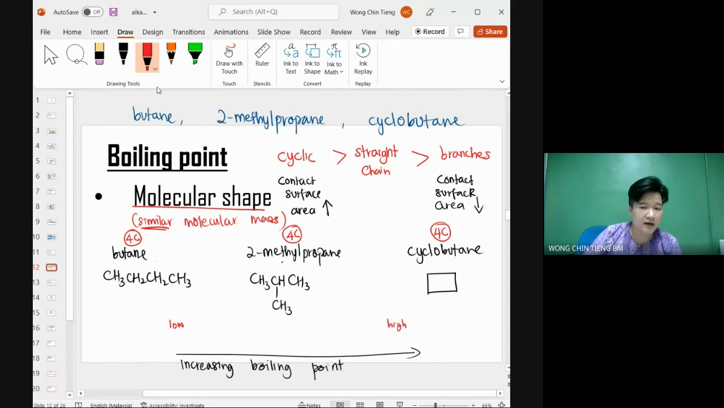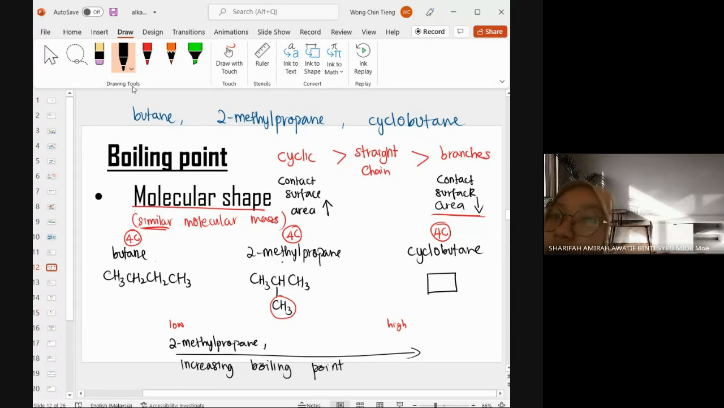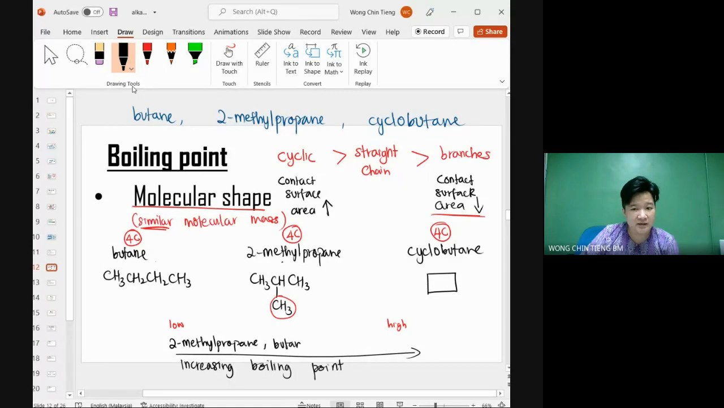So siapa yang paling rendah? Siapa yang paling rendah adalah contact surface area yang paling kecil. So contact surface area yang paling kecil adalah pakcik ni ada cabang, dia ada branch. So 2-methyl propane. Selepas 2-methyl propane? Butane. The straight chain before the cyclic. Nampak? Boleh kelas? Alright, nota baca sendiri ya. Ayat ada dan nota penuh dah. Tapi saya nak tunjuk nota hampa tidur je sekejap lagi.